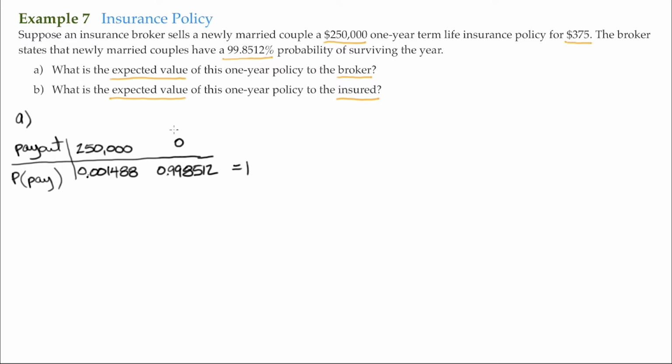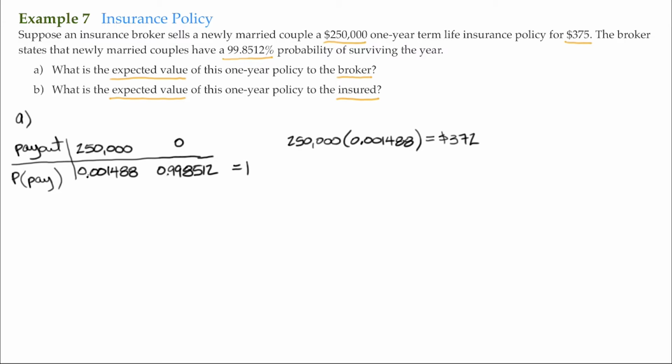So now that we have this, we go ahead and we multiply this to this, and then sum it together. So we'll take $250,000, multiply to its probability, add that to this payout here, but since this payout is 0, 0 times anything else is going to be 0, I'm not going to add it on there, but I think you get the idea. So this comes out to be $372.